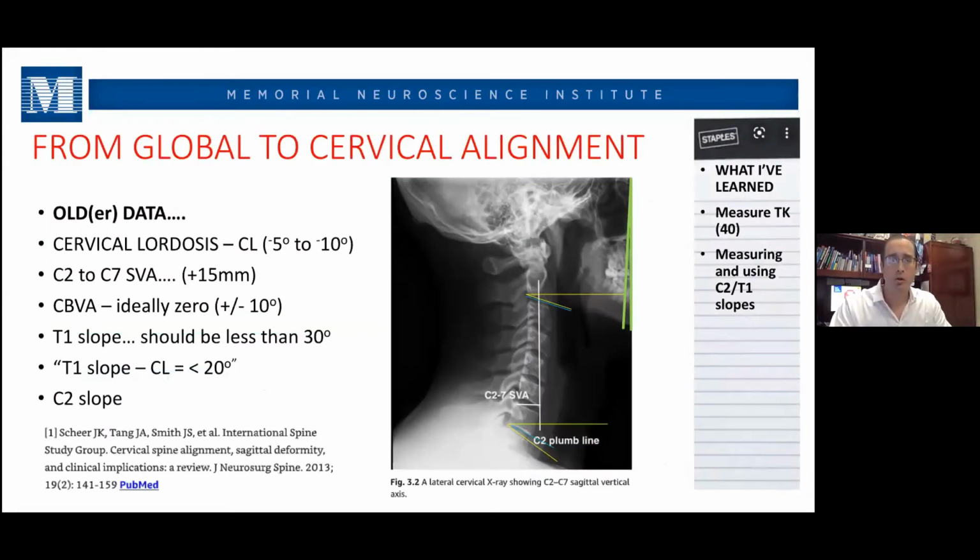So going from a global alignment to the cervical alignment, these are the numbers. Cervical lordosis around -10, SVA around +15 millimeters. The chin brow vertical angle should be around 0. T1 slope around 30 or less, and then a mismatch parameter based on a previous study from 2013, cervical spinal alignment and deformity. They had tried to make an analogous argument suggesting that the T1 slope and the lordosis should be no different than about 20 degrees, or else there can be associations with disability.